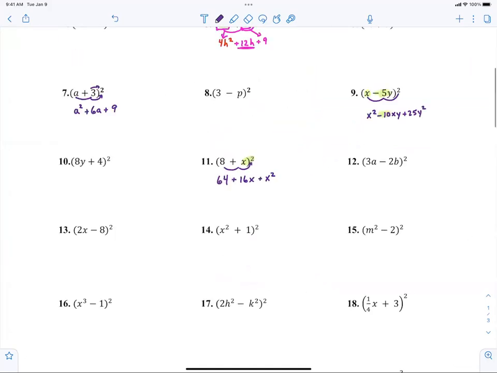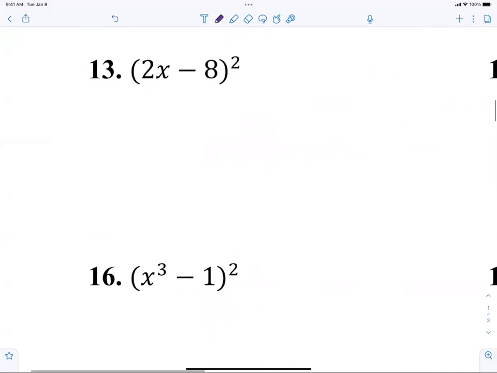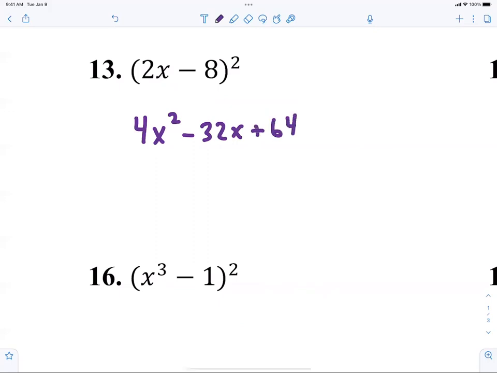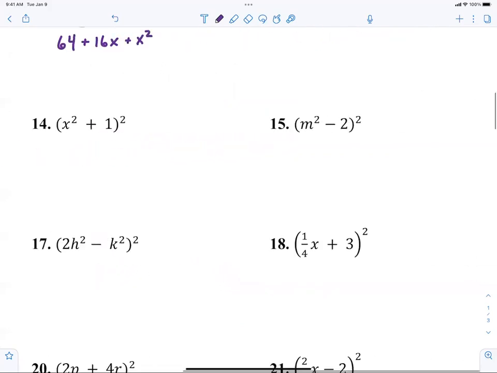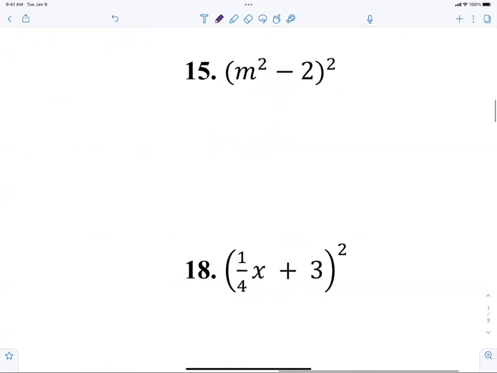All right, Eddie, see if you're listening. 4x squared, beautiful. And then negative 16x, and multiplied by 2 is negative 32x. You are amazing. And then you just square that, so then that's positive 64. Wow, thank you for listening. Very good. All right, and then 16 times 2 without a calculator. Amazing. 15.